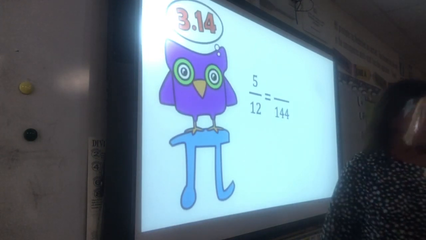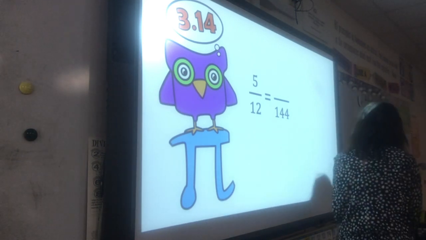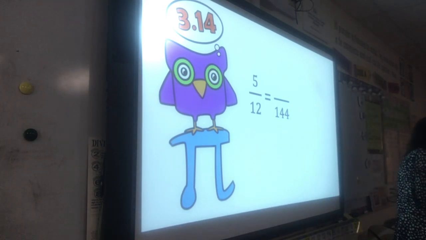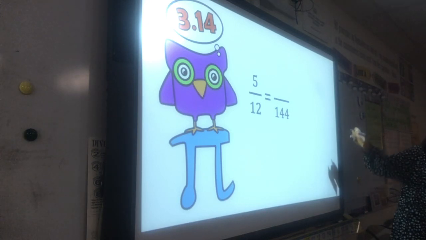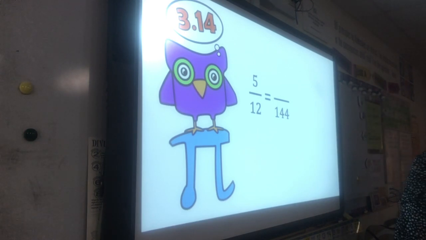Okay, what about this one? Okay, so you've gotta go from 12 up to 144. So think about 12 times what gives you 144, and the same thing needs to happen on the top. Jameson? Multiply by 12, so it'd be 60, 144. Got it. Times 12, 12 times 12 is 144, so the top's gonna be times 12, so we're missing a 60.